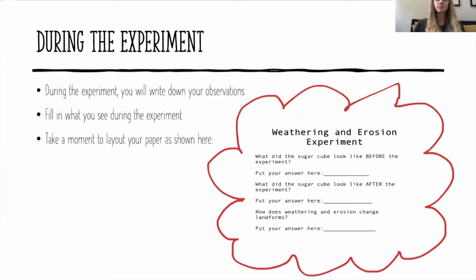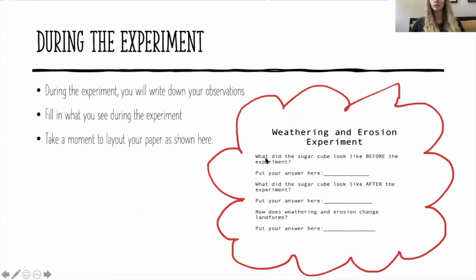During this experiment, I want you to write down your observations. So I want you to write down what you see happening during the experiment. You're going to fill in and lay out your paper like I have shown here, if you can see my mouse. You're going to write this on your piece of paper. So go ahead and pause the video and take time to write this down.